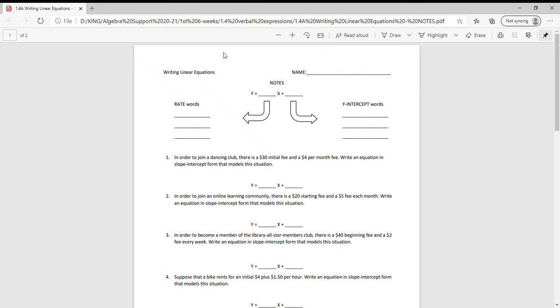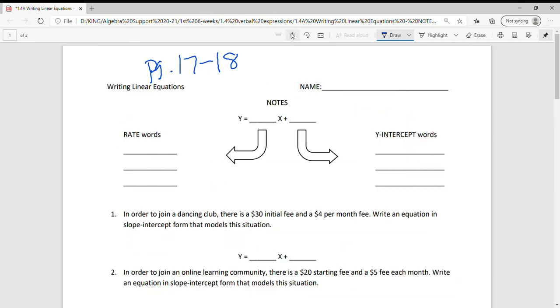Okay, good morning everyone. So today we're going to be writing some linear equations. This is page 17 and 18 in our book. What we're going to be taking a look at is writing linear equations, except we're not really going to talk about slope and y-intercept yet. We're just going to be taking a look at word problems and certain words.